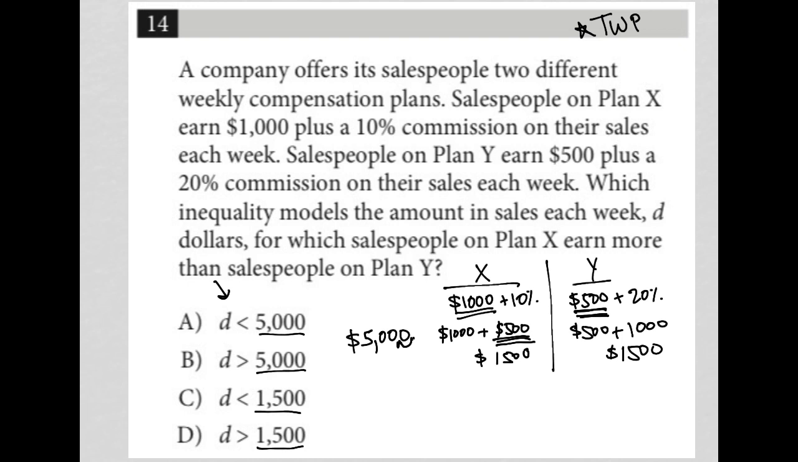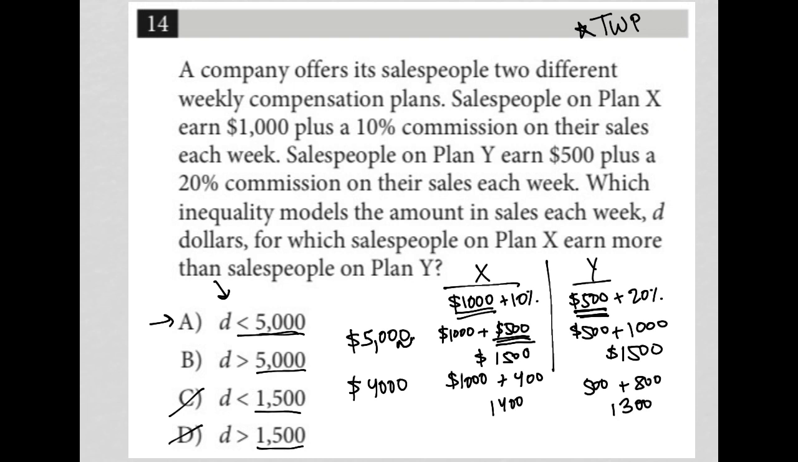They'd make $1,500 equal. So that tells me that C and D can't be correct, right? That's not the determining value of sales that determines who makes more money. Now I have to figure out, well, let's test out choice A, for instance. What happens if you were under $5,000? So let's say you made $4,000. So this person would make 1,000 plus 400, so they'd be at 1,400, the 10% plus 1,000. This person would make 500 plus 800, and they'd be at 1,300, so they'd be less.